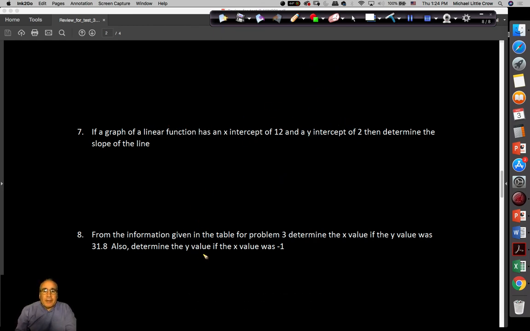Now for 8, from the information given in the table for problem 3, determine the x value if the y value was 31.8. Also determine the y value if the x value was negative 1. So this has 2 parts of a question. You can look back to question number 3. I suppose we should go back there fairly quickly. Let's do that.